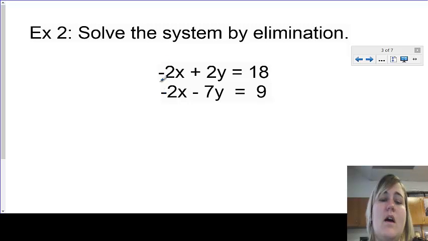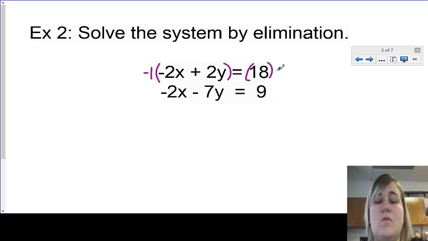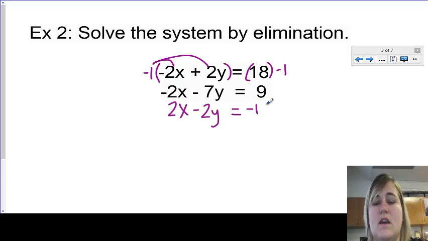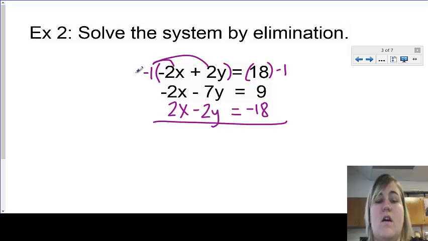And I could make it a positive by multiplying by negative 1 on both sides. Because what I do to one side, I must do to the other. And as long as I do that, it hasn't changed the value. So I'm going to distribute that negative 1 to everything. So negative 1 times negative 2x is going to give me 2x. Negative 1 times 2y gives me negative 2y equals 18 times negative 1 is negative 18. So now this equation is gone because it's become this equation, and now I have an opposite coefficient. So I'm going to go ahead and add these.